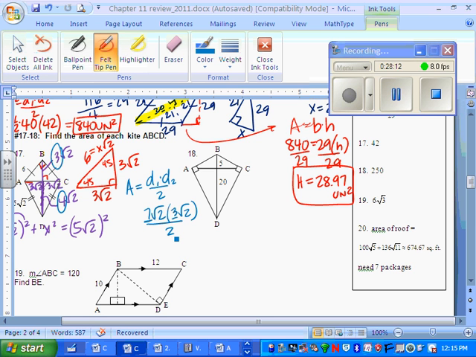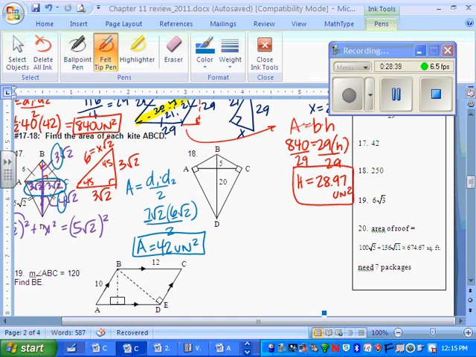Let me make sure this is right. Hold on a second. This should be a 6. The whole diagonal is not just 3. It is the whole thing here, which is 6. So 6 times 7 times 2 divided by 2, I end up getting 42 units squared. That was a close one.